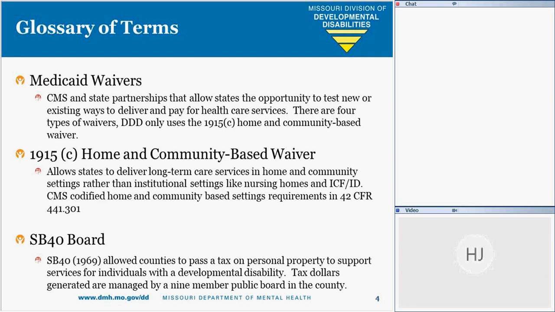which we'll get through in a little bit. Another one to be familiar with are SB 40 boards, Senate Bill 40 boards. They were developed in 1969, and they allow counties to pass a tax on personal property to support services for individuals with developmental disabilities. Those tax dollars are generated or managed by 9-member public boards in the counties. The Senate Bill 40 board language comes up when we talk about our Partnership for Hope Waiver, where we partner with the Senate Bill 40 boards to provide services, and we'll get into that in a little bit.